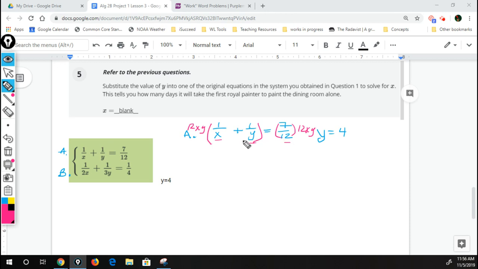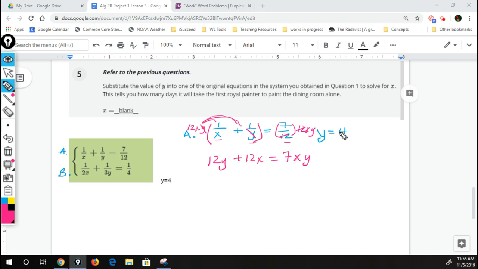This is not a necessary step, but in my opinion, it does help clean things up. So when I distribute this through, this x will cancel out with this x, so I'm left with just a 12y. And now I have 12xy multiplying with the 1 over y, which now the y's will cancel. So I'm left with a 12x. And then on the right-hand side, I can see the 12's cancel out, but now I'm just left with the 12xy. So this to me is just a little bit more of a friendly equation because of the lack of fractions.